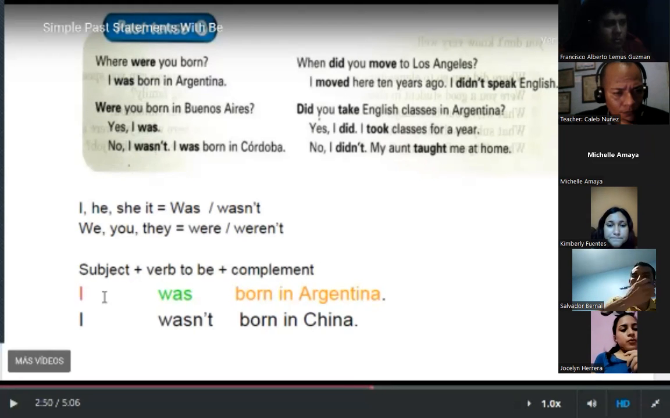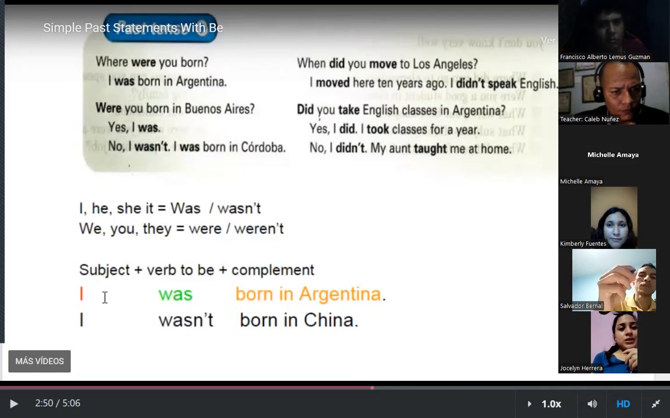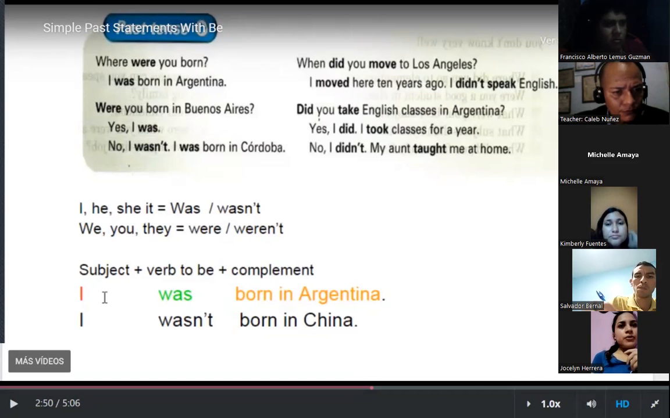My brother was born in Apopa. He wasn't born in Cuscatancingo. Okay. My only sister, give me the born. Born. Continue. My sister was born in San Salvador. She was born in San Salvador. She wasn't born in La Libertad. Nicely done. Good grammar, Jocelyn.